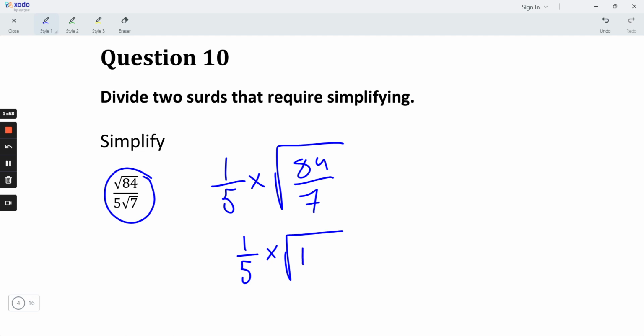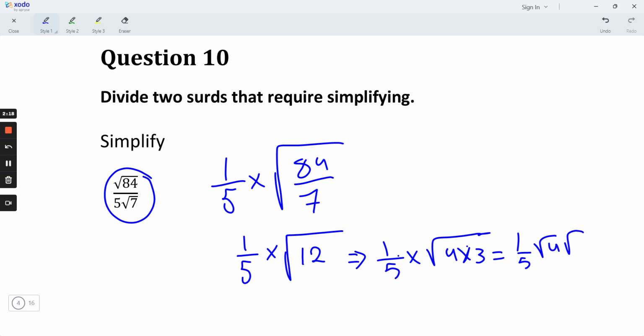So we have 12, and 12 is 1 over 5 times the square root of 4 times 3. Here we have a multiplication. You can distribute a root over a multiplication. So here we'll have 1 over 5 times the square root of 4 times the square root of 3, and the square root of 4 is 2. 2 times 1 over 5 is 2 over 5 square root 3.